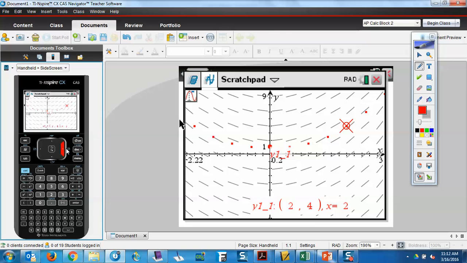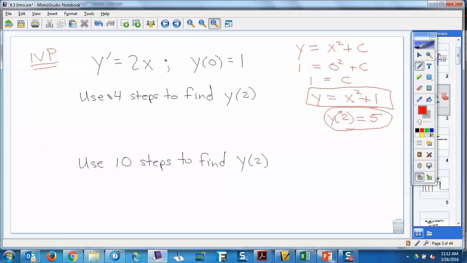So back here, use 4 steps to find y of 2. I would write y of 2 is approximately 4. That's what I would say. We know y of 2 is actually 5, but it's approximately 4 if you use 4 steps, right?